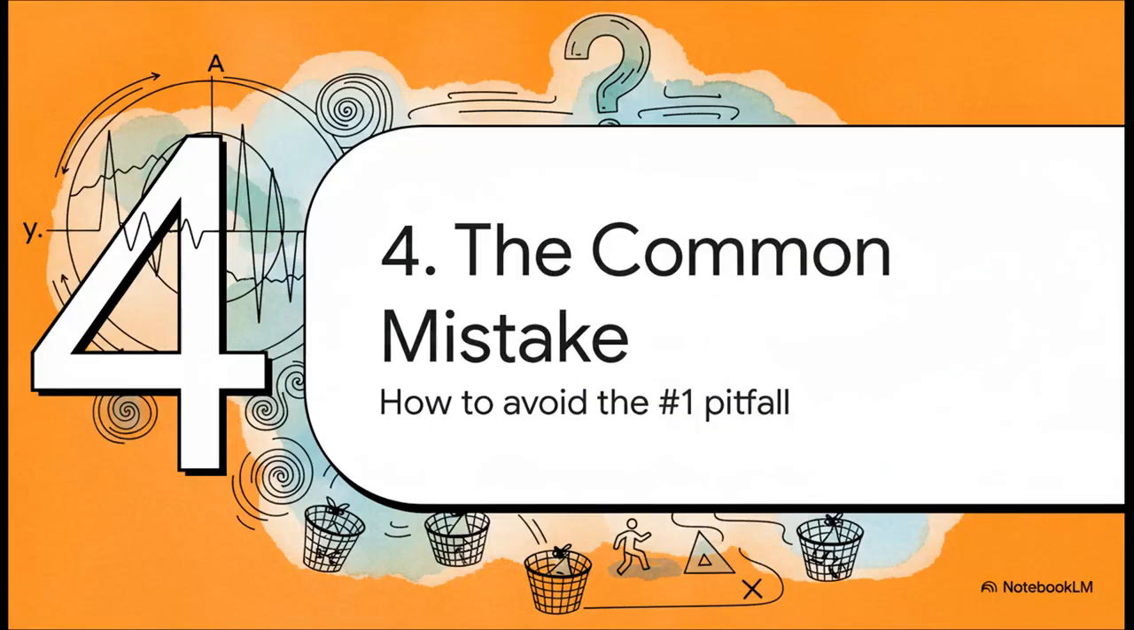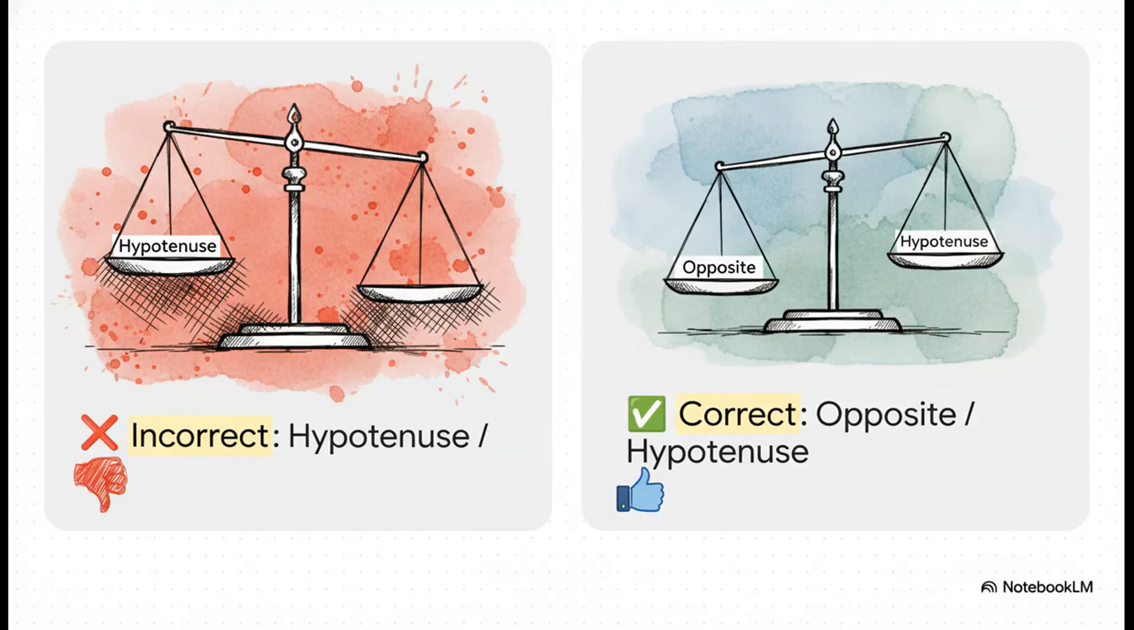Now, solving for sine x is pretty straightforward once you get the hang of it. But there is one really common mistake that trips almost everyone up when they're starting out. So let's make sure you know exactly what it is so you can just sidestep it completely. The mistake is super simple. It's just flipping the fraction upside down.